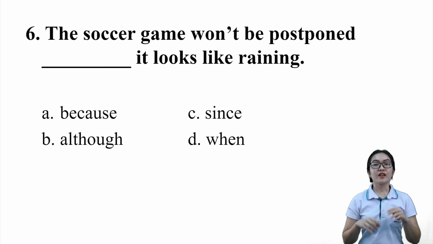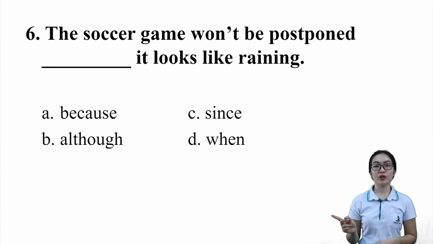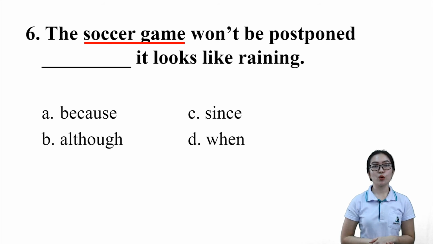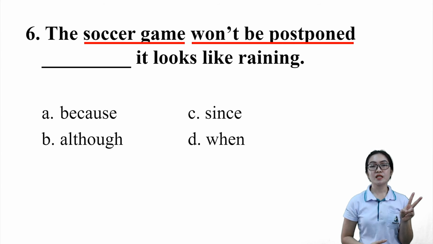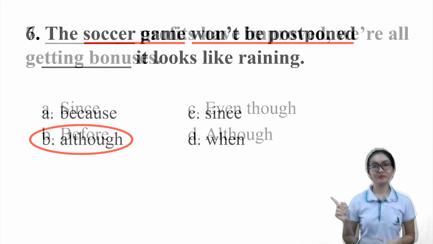Number 6. The soccer game won't be postponed, blank, it looks like raining. A. Because. B. Although. C. Since. Or D. When. We know that a soccer game should be held outdoor, and it seems like it will rain. Therefore, it should be canceled. But the first sentence says it won't be postponed. With this, the two sentences actually contradict each other. Which conjunction signifies contradiction? Right, it's letter B, although.